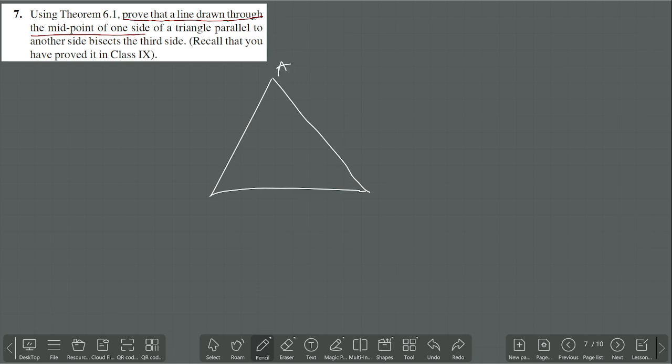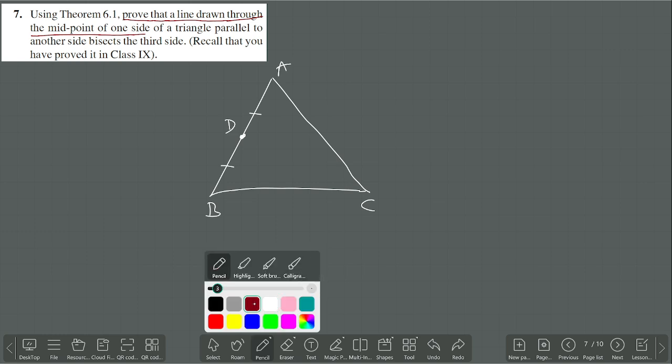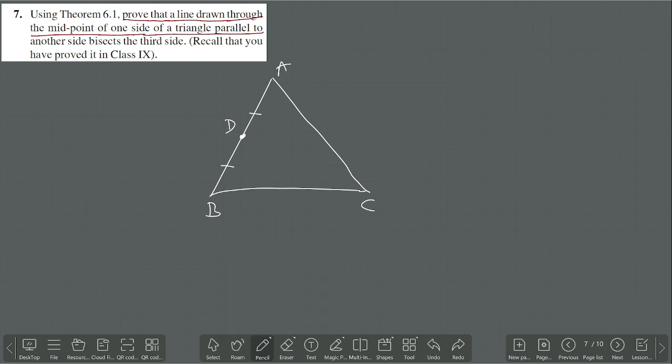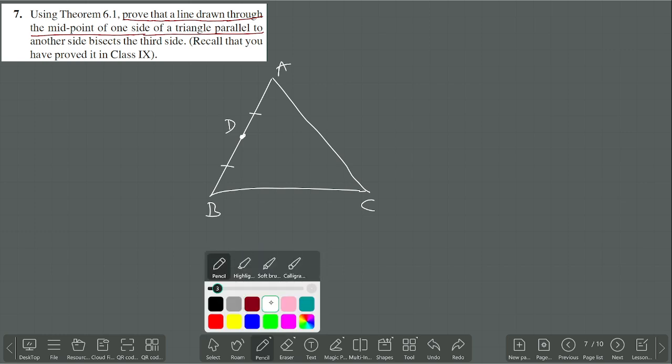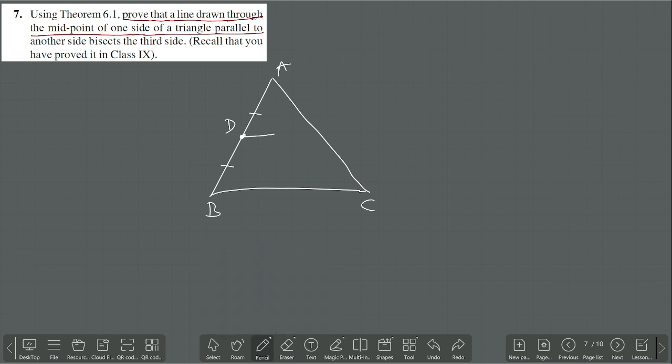Okay, first I'm taking A, B, C. On one side there is a midpoint, that is D. Midpoint in the sense these two will be equal. D is the midpoint of AB. AD equal to DB because it's a midpoint, no? Understand? So what they are telling, through the midpoint, I want to draw what? I want to draw a parallel line. So shall we draw a parallel line now? Through midpoint D, I'm drawing a parallel line.